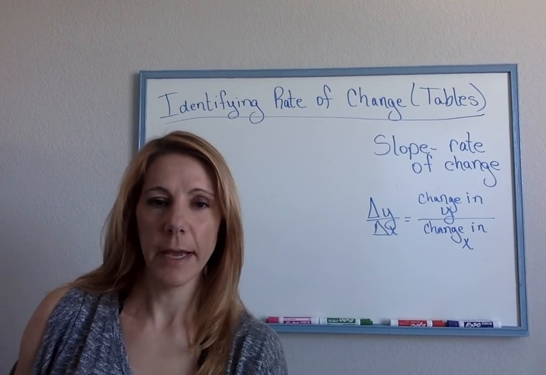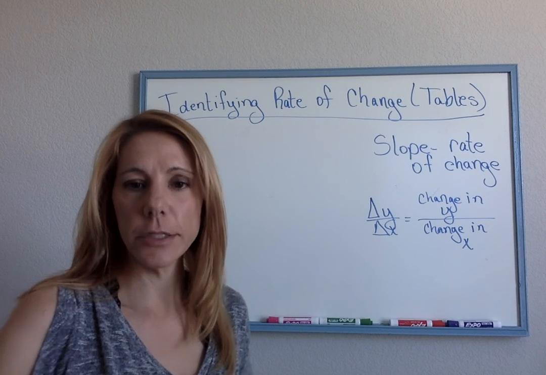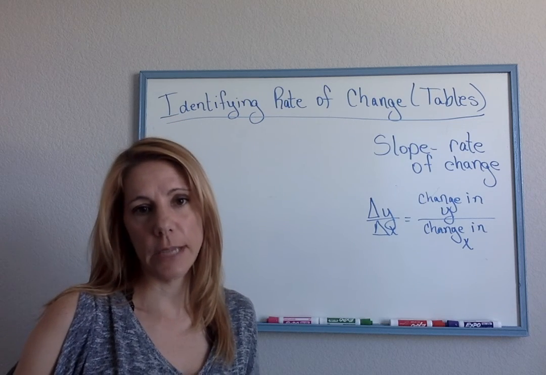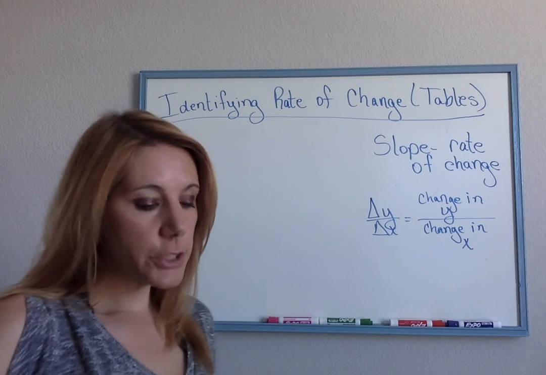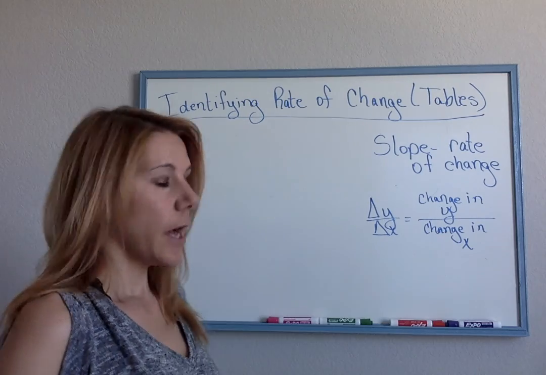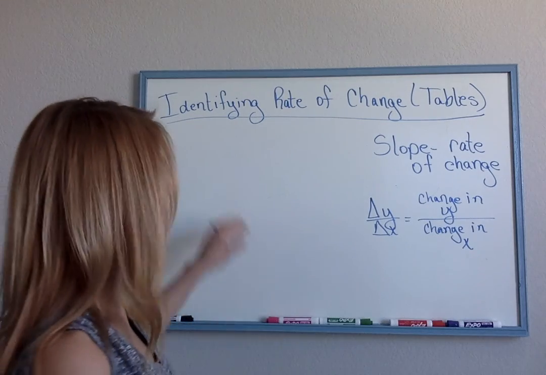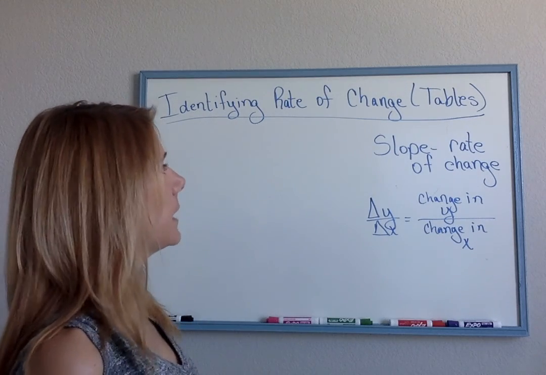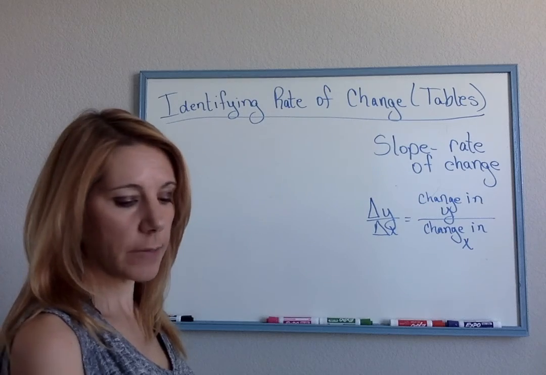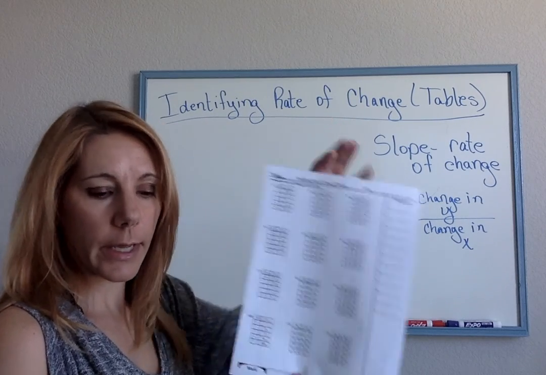Hey guys, welcome back. We are continuing what we started yesterday with our slope in a table. So today you are looking at basically some more practice. You should have already gotten the assignment, which is called Identifying Rate of Change in Tables. So it looks like this. Okay.